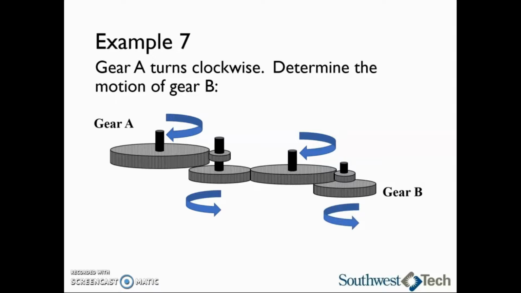Another way we could have solved this is that there are 4 shafts, which is an even number, so the first and last shafts, or gears in this case, rotate in opposite directions, so gear B rotates counterclockwise. This concludes our discussion on the basics of gear trains and idler gears.